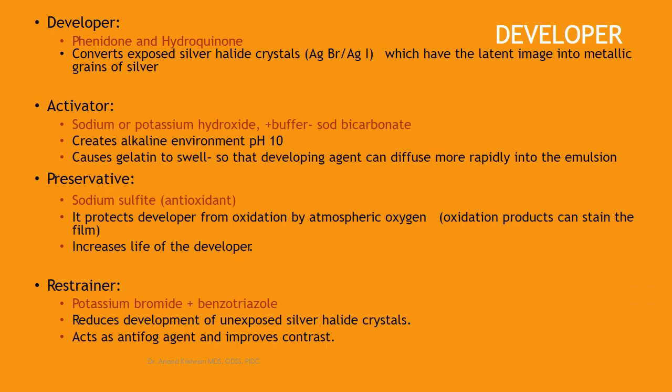So let's see what each component of the developer solution does. A developing solution consists of the basic constituent, the developer, which is either phenidone or hydroquinone. It converts the exposed silver halide crystals, which have the latent image, into metallic grains of silver. It also consists of an activator, which is usually sodium or potassium hydroxide with a buffer, sodium bicarbonate. It creates an alkaline environment, that is, it keeps the pH of the solution at about 10, which causes the gelatin wall to swell.